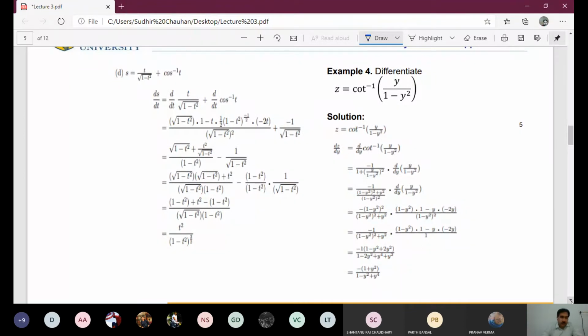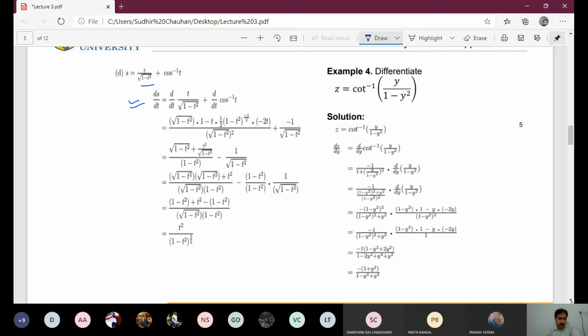So here we have another example. S is equal to t upon under root 1 minus t square plus cos inverse t. So we have to differentiate with respect to the independent variable, that is t. So ds upon dt. First we will differentiate this, that is t upon under root 1 minus t square plus the differential of cos inverse t.